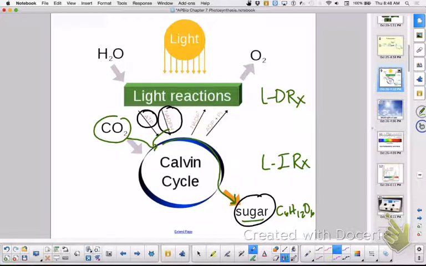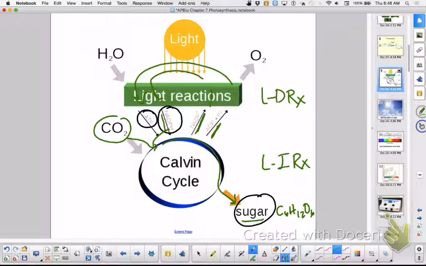When you're done, you won't have ATP anymore. You'll have ADP. You won't have reduced NADPH anymore. You'll just have plain old NADP. It will now be oxidized, and it can be reused again here in the light reaction. And the ATP can be reformed here in the light reaction.